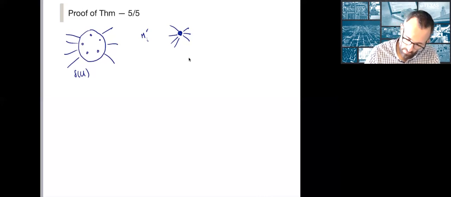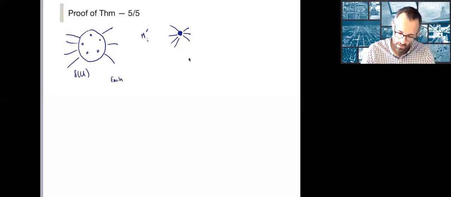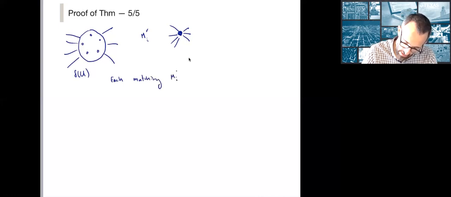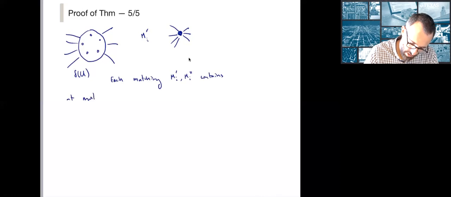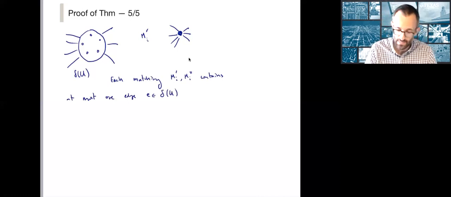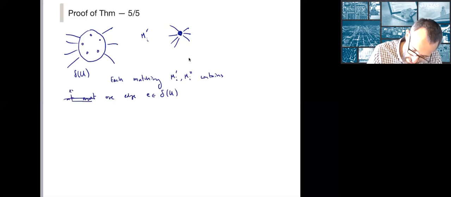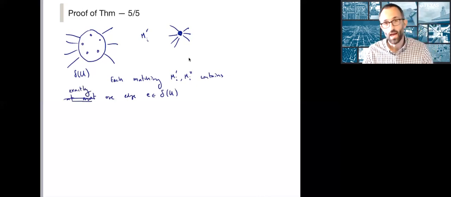So each matching, Mi dash and Mi double dash, contains at most one edge of these, but actually, because it's a perfect matching, it contains exactly one of those edges. So what does that mean?